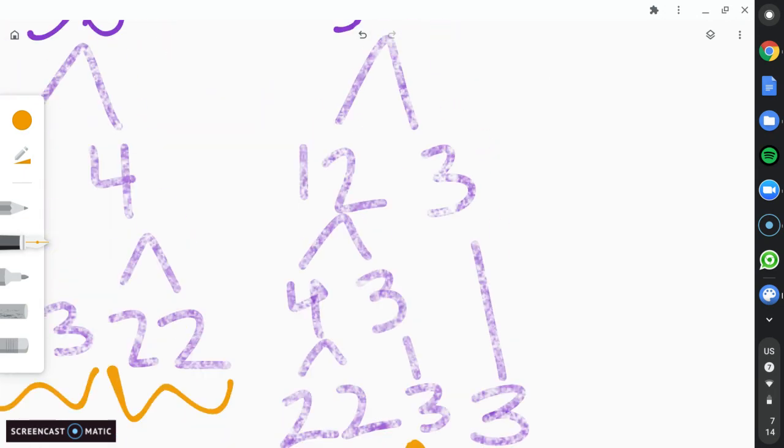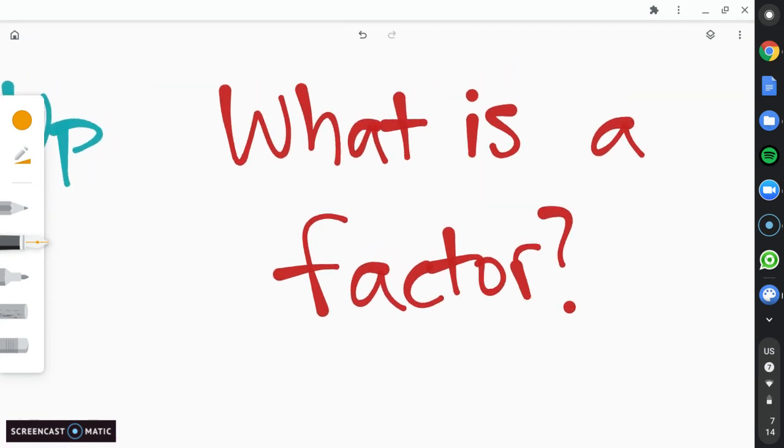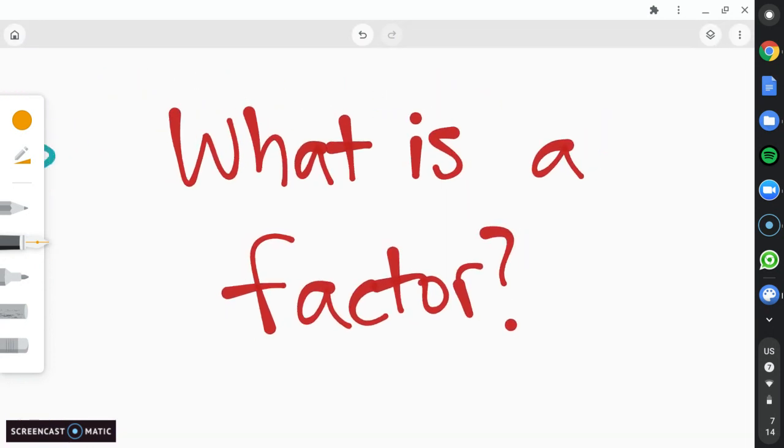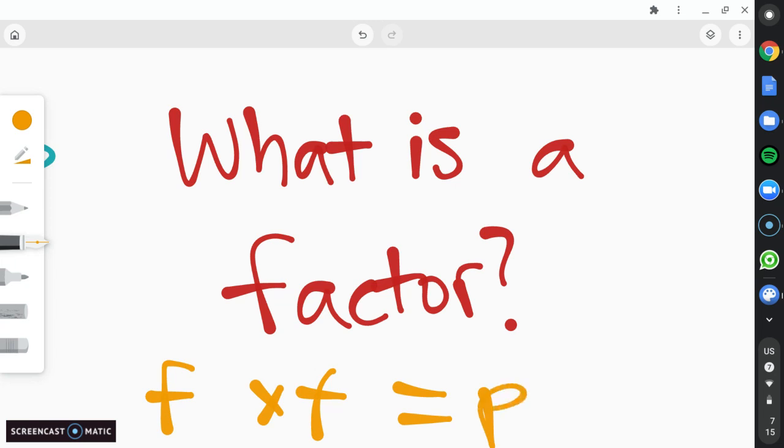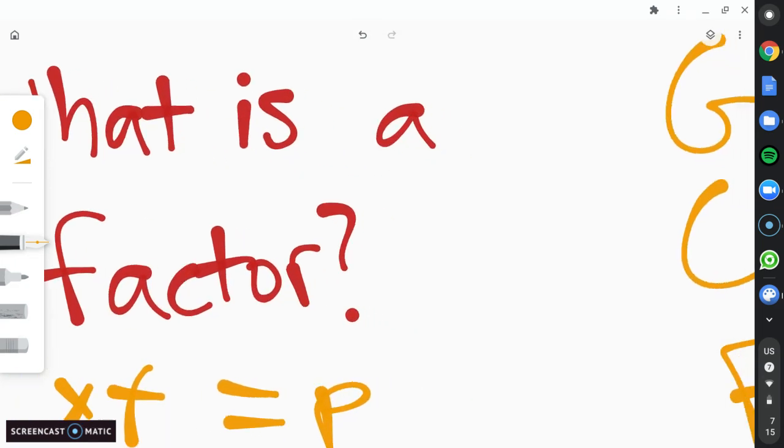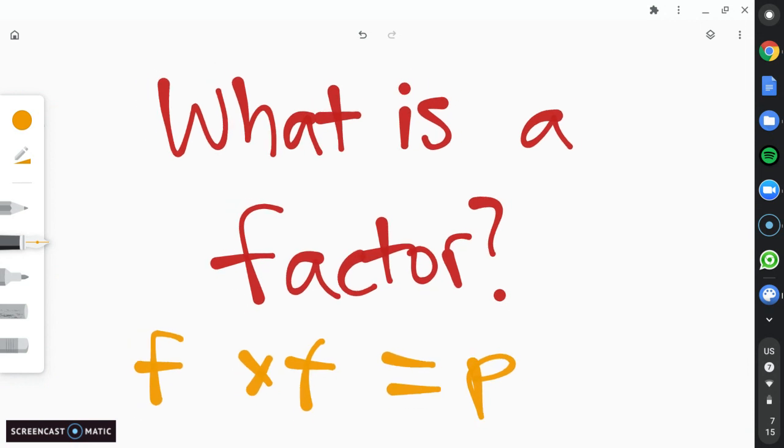Now, you have another Ed puzzle question, and that Ed puzzle question is open-ended. Please write, what is a factor? All right, thanks for answering the Ed puzzle question. Remember, factor times factor equals product. So a factor is a number that can be multiplied by another number in order to get a product.